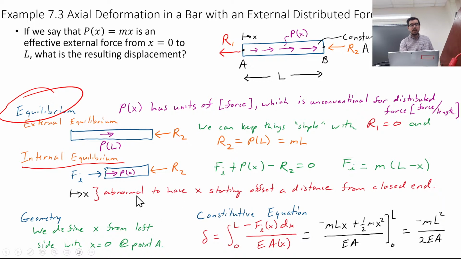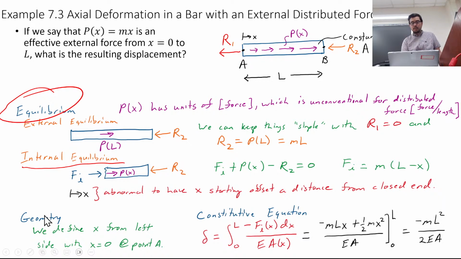Yep, no problem. Okay, so now we've done equilibrium. We know that we have this internal force Fi, and it's related to this distributed force. So you see mx. This is an external distributed force, so mx, right? So that's like minus the p of x here, right? And we have this overall ML that we integrated. That's for R2.